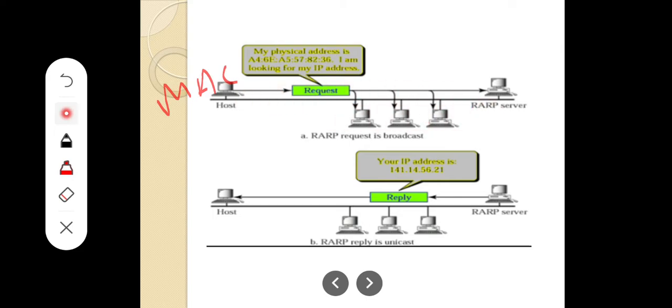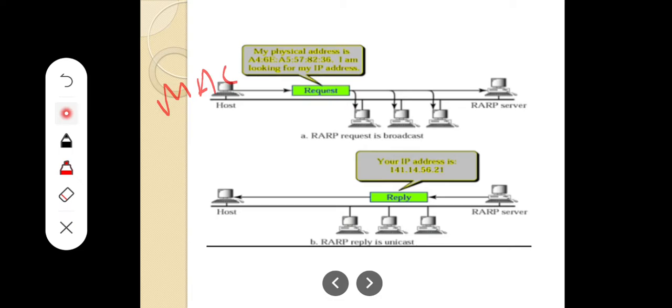Look at this figure. What is this request saying? My physical address is this one. I am looking for my IP address. I have given my physical address, and I need my IP address. Clear? So as soon as the RARP server gets the request, it will send a reply packet.